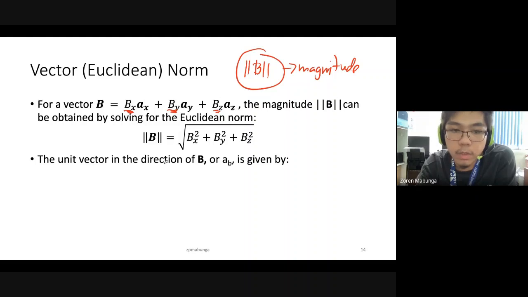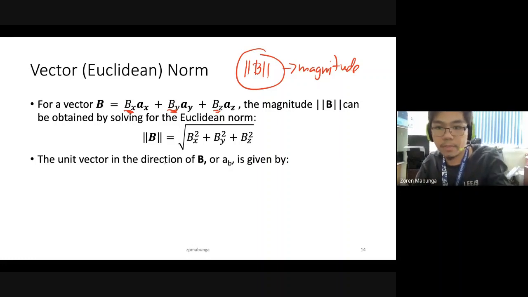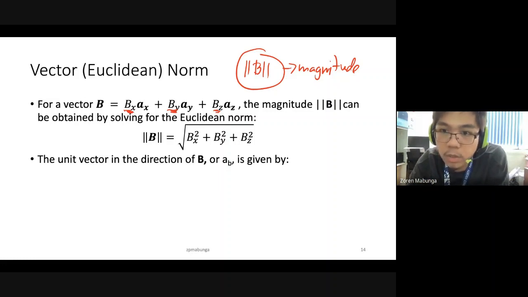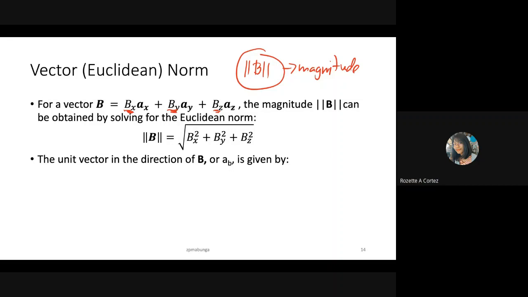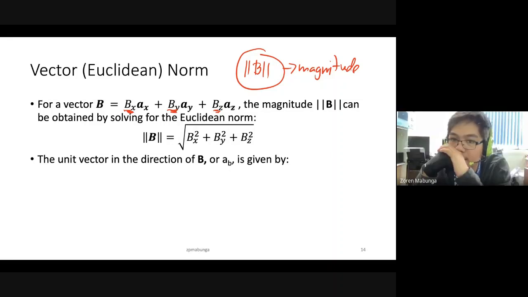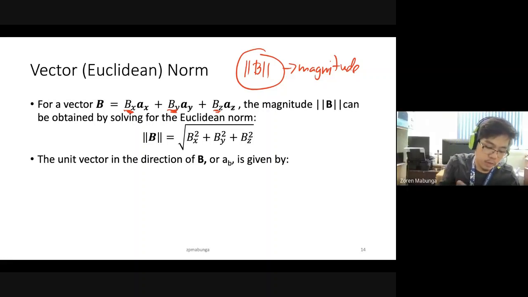Okay, so kanina nabanggit natin yung unit vector na. Ano nga ulit yung unit vector? Ano ang magnitude ng unit vector? Limot niya na. 1 po. Ayan, sino yan? Cortez po. Ayan. So, magnitude natin for unit vector is 1.